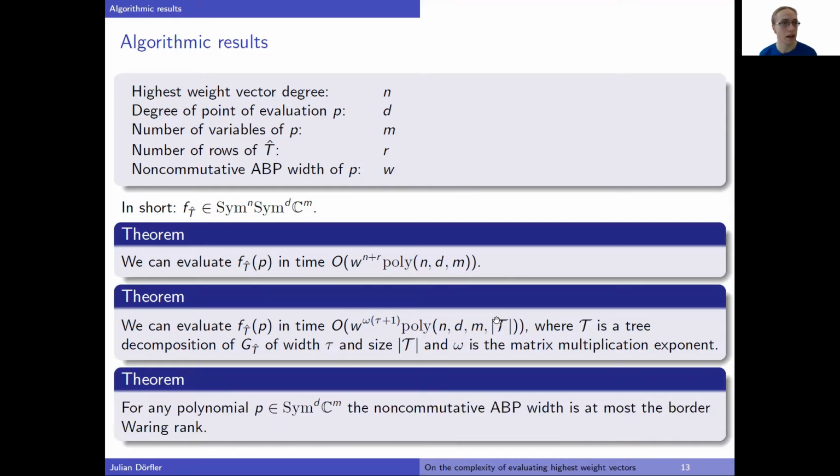And the last thing that we note here is if you still don't like non-commutative ABP width too much or don't feel comfortable with it, it's also at most the border Waring rank. So this, to the best of our knowledge, is the first time there is an evaluation at points of small border Waring rank, in addition to just small Waring rank itself. Border Waring rank just being how well we can approximate our polynomial by points of low Waring rank.